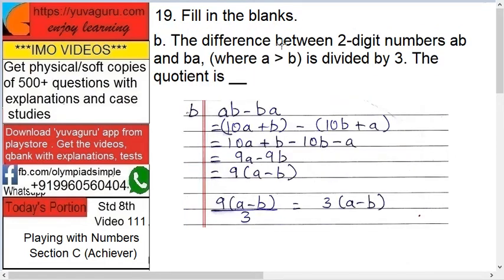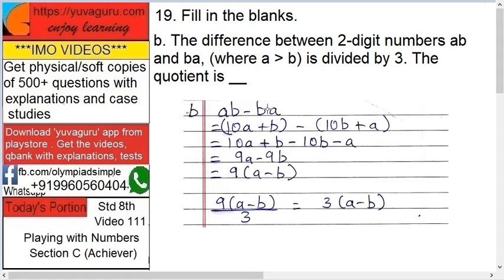Next, the difference between 2 digit numbers AB and BA is divided by 3. Then the question is where it is given that A is greater than B. Why is it given? If this would not have been given, then you would not have known what is to be subtracted from what. AB minus BA or BA minus AB. Which one is bigger? Now it is given A is greater than B. Therefore AB will be definitely greater than BA, right? Therefore what you do? AB minus BA.